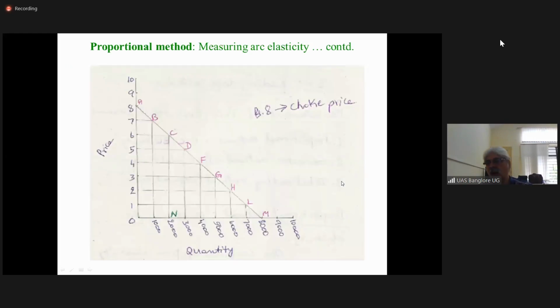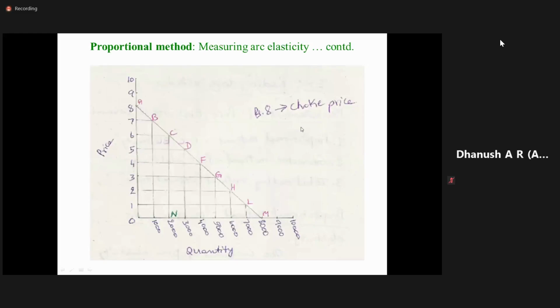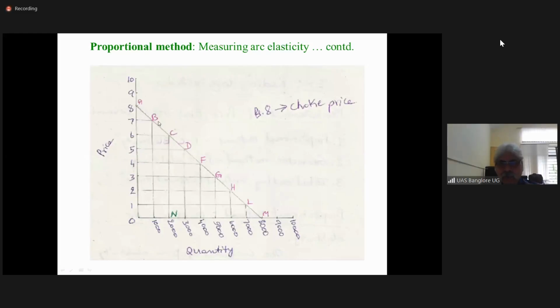This is the demand curve. These are the points A, B, C, D, F, G, H, L, M. The prices are 8, 7, 6, 5, 4, 3, 2, 1, 0. And the quantity is 0, 1,000, 2,000, 3,000, 4,000, 5,000, 6,000, 7,000, 8,000, and so on. So this is the demand curve, with the X-axis representing quantity and the Y-axis representing the price.